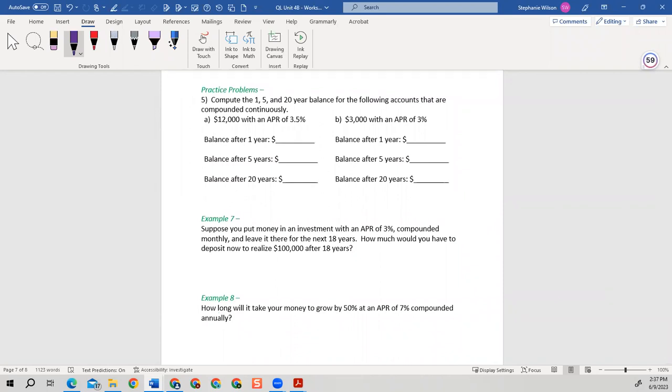So our next part says we're going to compute 1, 5, and 20-year balance for the following accounts that are compounded continuously. So A says we have $12,000 with the APR of 3.5%. The B says we got $3,000 with an APR of 3%. I want to do A and let you do B on your own. Make sure you understand how to do it. We're compounding it continuously, so we're still using this formula.